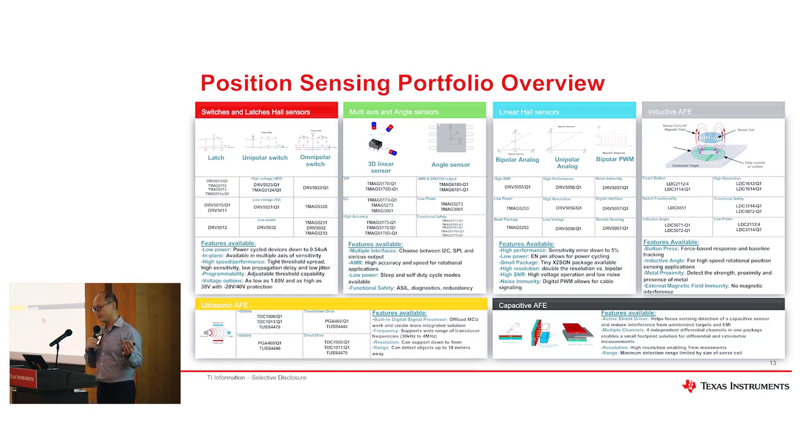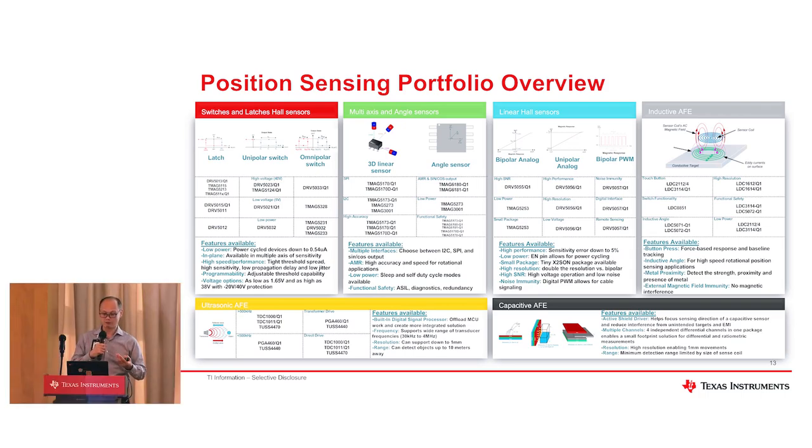Other than these four main categories, below we have ultrasonic sensors. We have a TDC series to do ultrasonic front end. We also have our capacitive analog front end to do capacitive sensing. Sometimes people use it for water detection, or for object detection through capacitance changes. For example, there are some products where you walk near the screen and it lights up by itself. It's by sensing the capacitance of the human body going near the object. So a lot of position sensor solutions from TI.